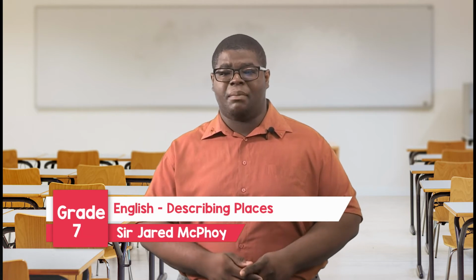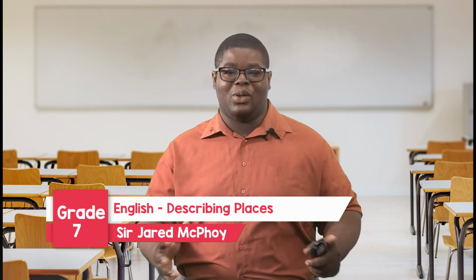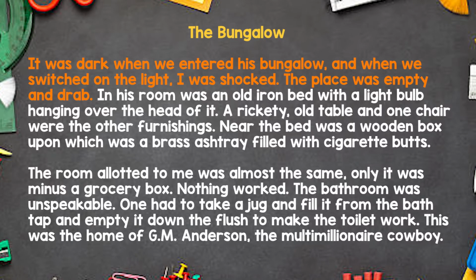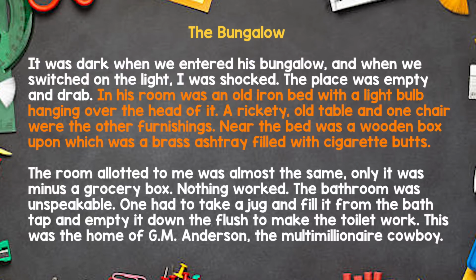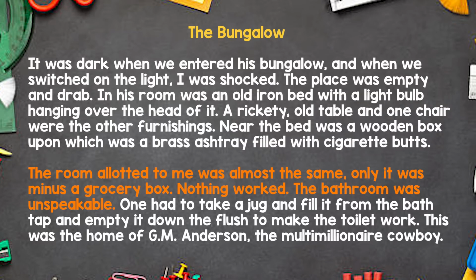Now let's look at another example. And this one is called the bungalow. It was dark when we entered his bungalow. And when we switched on the light, I was shocked. The place was empty and drab. In his room was an old iron bed with a light bulb hanging over the head of it. A rickety old table and one chair were the other furnishings. Near the bed was a wooden box upon which was a brass ashtray filled with cigarette butts. The room allotted to me was almost the same, only it was minus a grocery box.